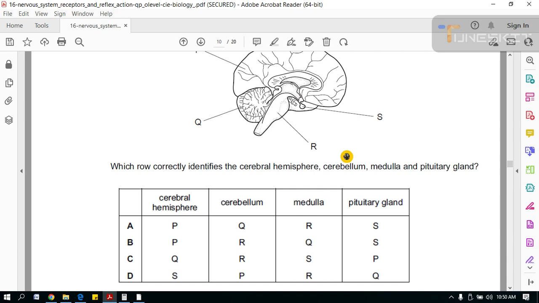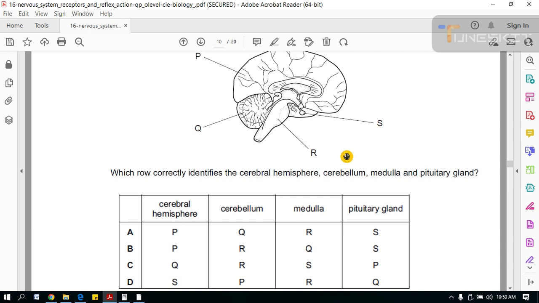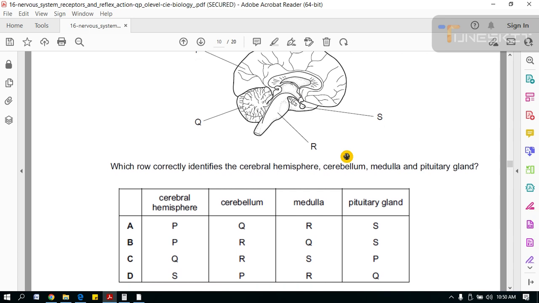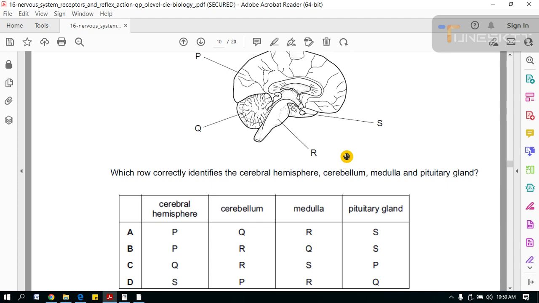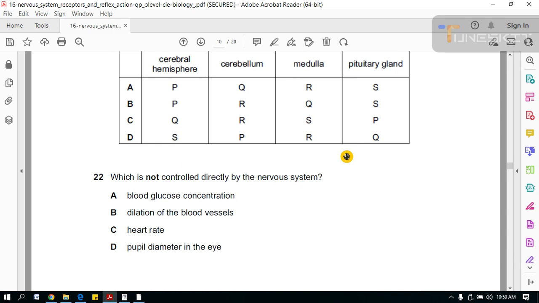So you can easily differentiate all of this. The cerebral hemisphere is definitely P. Then the cerebellum is Q. Then the medulla is R, and then the pituitary gland is Z. So option A is correct, right? Option A is correct because it is labeling all the different parts of the brain which are present in the structure.